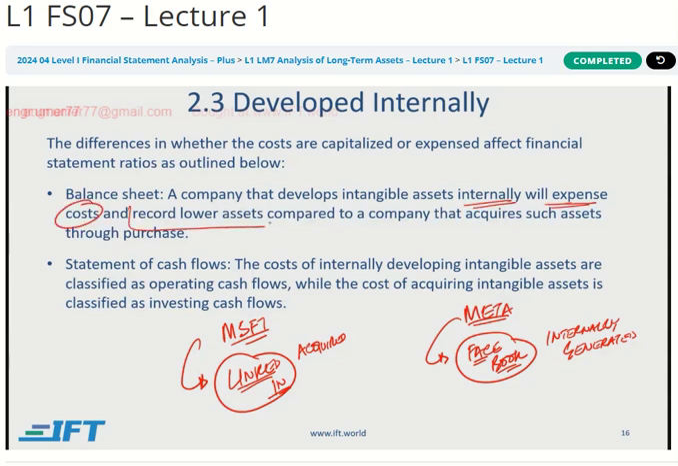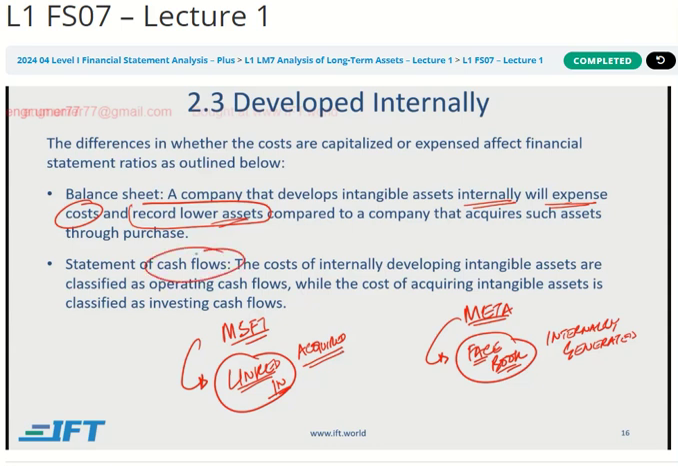They will be recording lower assets because they won't be able to record the asset that they are creating because it's internally generated, unless, of course, the US GAAP allows it and they do it. But naturally, if they are expensing it, then they will not be able to do it. So their assets will be lower, whereas the one which is capitalizing it, or has acquired that asset and therefore is able to capitalize it, will have higher assets, right?